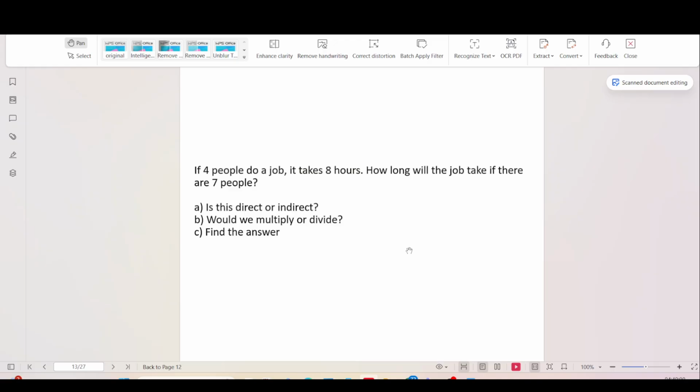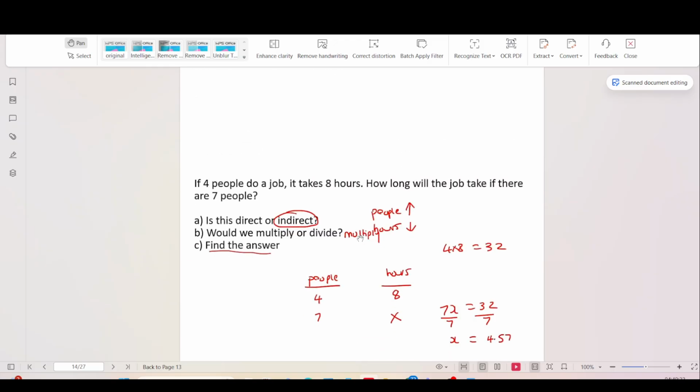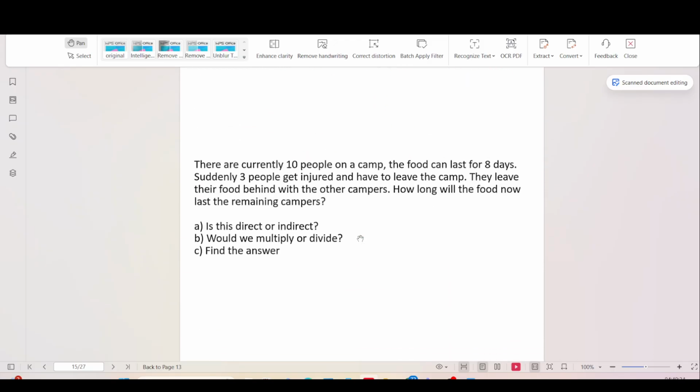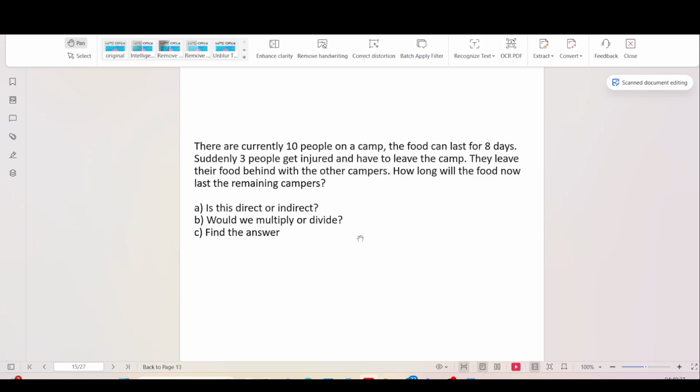Okay. So 4 people do a job and it takes 8 hours. So this is inverse, or indirect, I guess. So we would multiply: 4 times 8 equals 7 times x. So 32 equals 7x. So I divide by 7, and 32 over 7 would be my answer. Yes, 32 divided by 7 will be your answer. Okay, and this one?